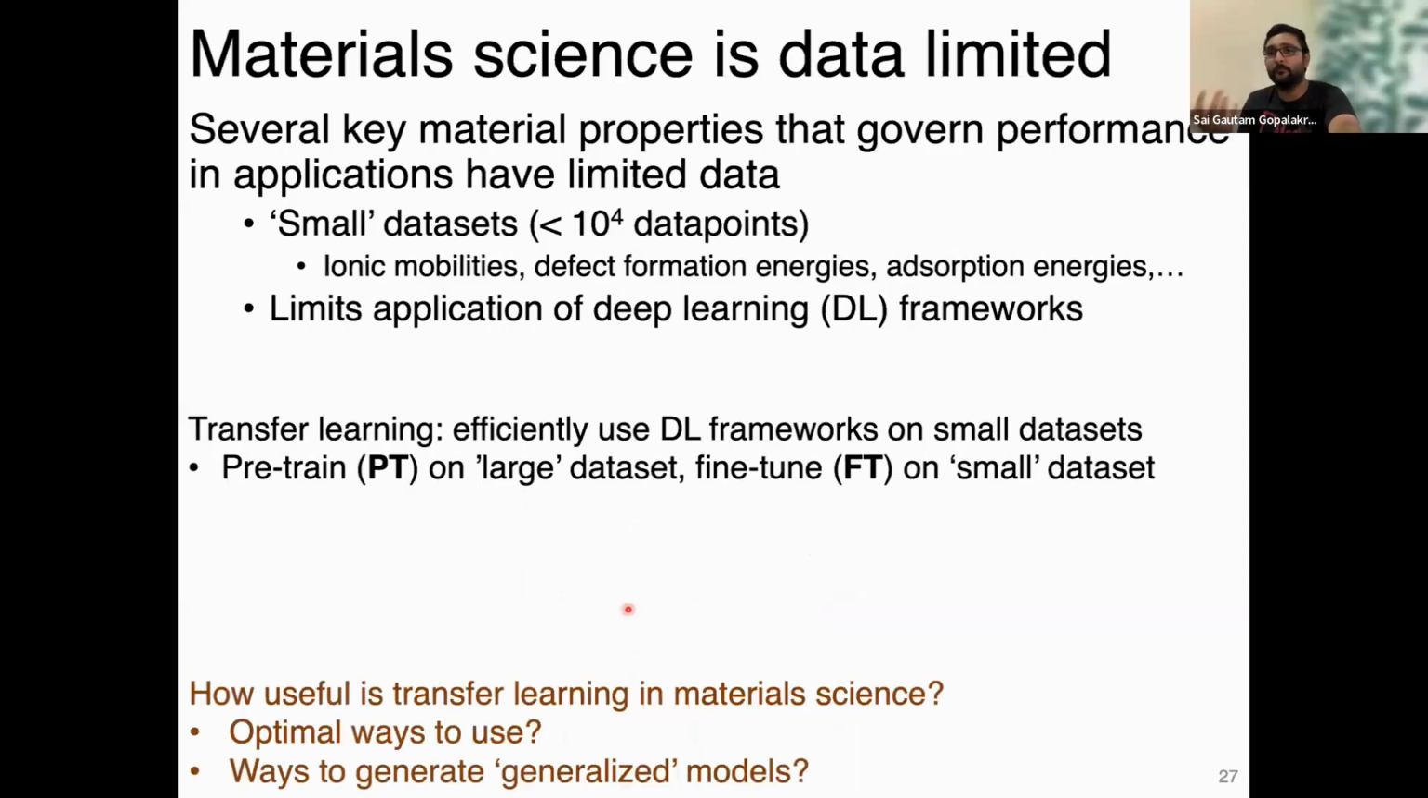So the question is, can we now use it for materials as well? We know that materials is a fairly data limited domain. So can we use transfer learning to first pre-train on larger data sets and then fine tune on a smaller data set, right? And we thought, okay, let's use graph neural networks, because graph neural networks in general model materials well. So maybe we can use graph neural networks for transfer learning applications as well.